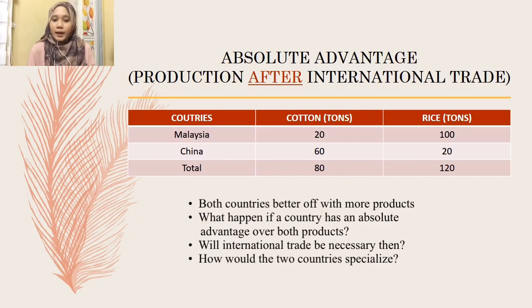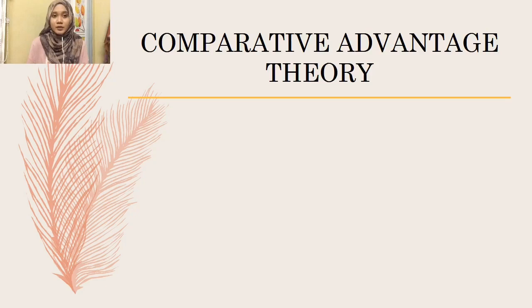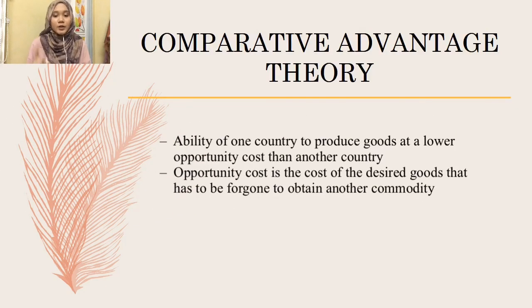However, what happens if a country has an absolute advantage over both products? Will international trade be necessary then, or how would the two countries specialize? To overcome this problem, Ricardo developed a theory commonly referred to as the comparative advantage theory. Comparative advantage refers to the ability of one country to produce goods at a lower cost than another country. Opportunity cost is the cost of the desired goods that has to be foregone to obtain another commodity.